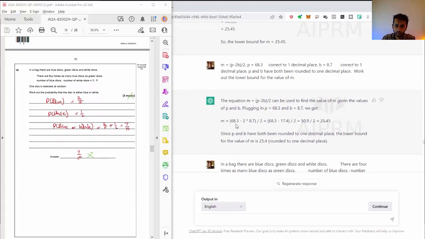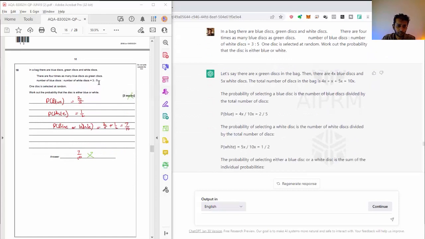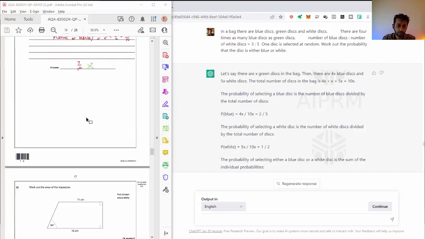Number 18, it was a probability question, and if you looked at the probability question in the previous video, it did really well on that, so I was expecting good things from ChatGPT on this one, but unfortunately none of this is worthy of any marks. None of this makes any sense, so 0 out of 3 for number 18.